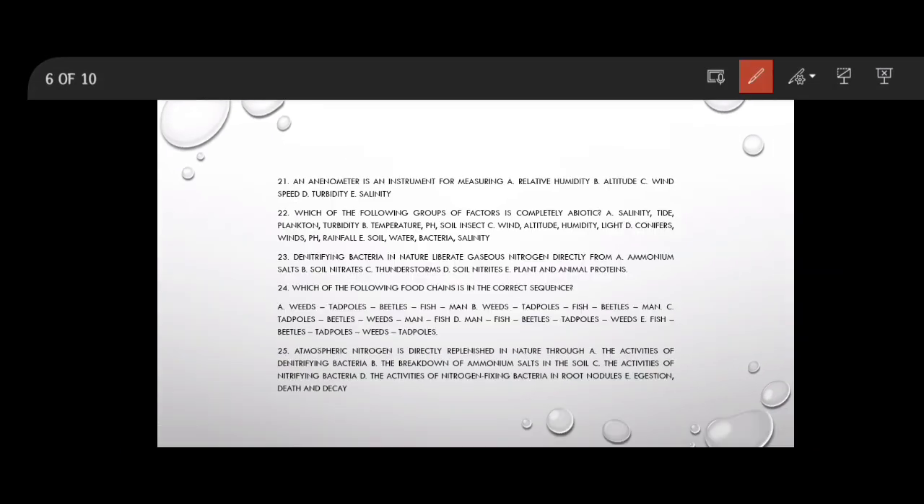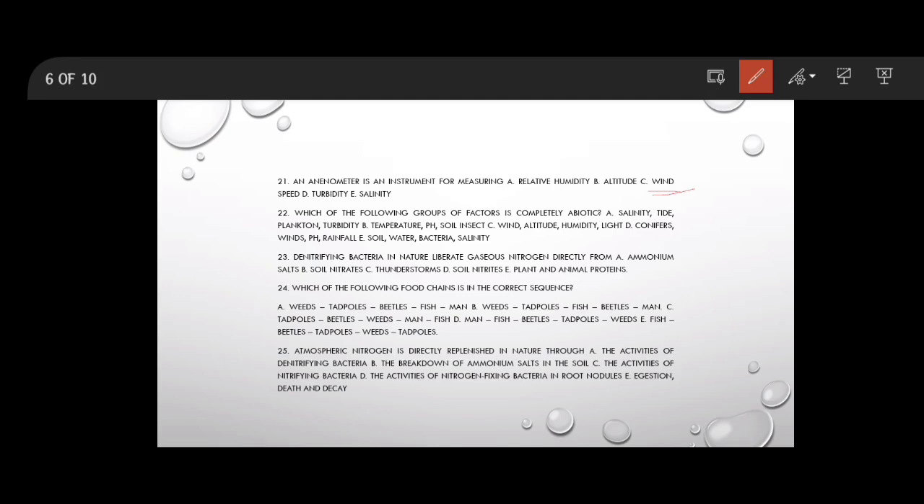So moving on, anemometer is an instrument used to measure wind speed. I think we have talked about that before. Which of the following group of factors is completely abiotic? Everything there must be non-living. Let's take a look. Salinity, type of planting, an aquatic plant, so option A is wrong. Temperature, pH, soil, insects makes option B wrong. Wind, altitude, humidity, light: everything here is abiotic.